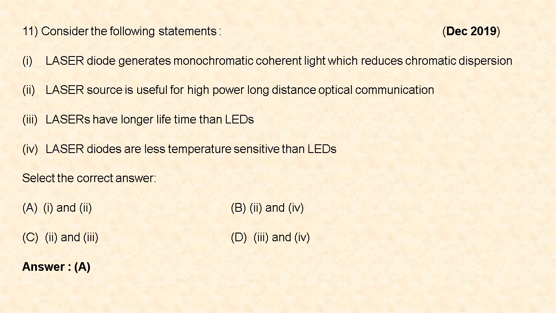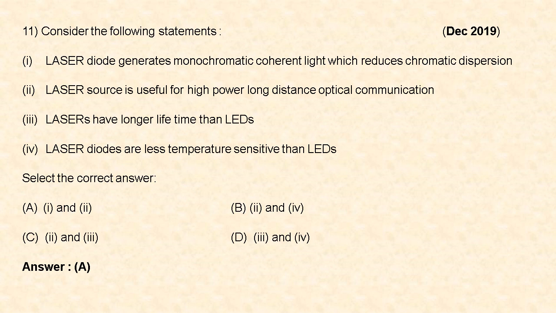Next question. This question was asked in December 2019. It is about laser diode, but since they are comparing it with LEDs, we will see that question. Laser diode generates monochromatic coherent light which reduces chromatic dispersion. Laser source is useful for high power long distance optical communication. Lasers have longer lifetime than LEDs. Laser diodes are less temperature sensitive to LEDs. If you see LEDs, they have longer lifetime than lasers, and they are less temperature sensitive than laser.